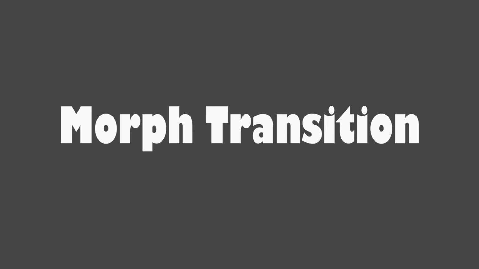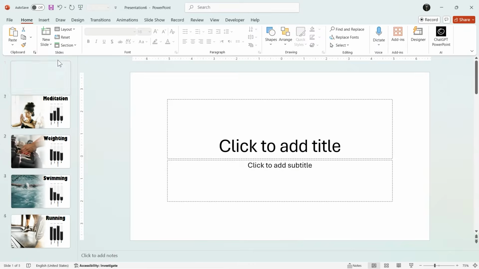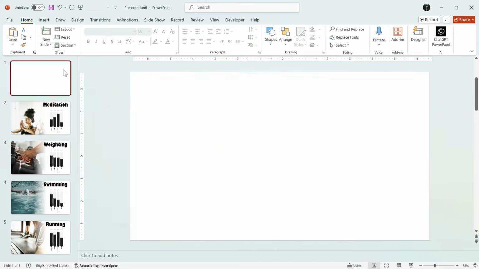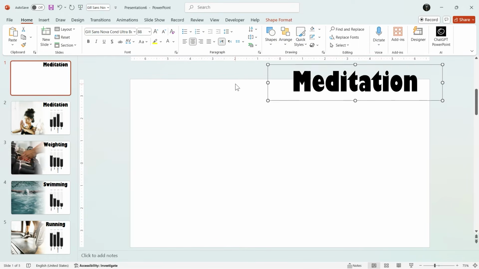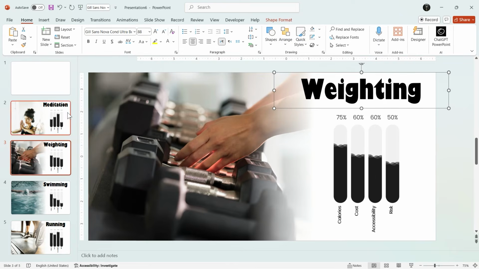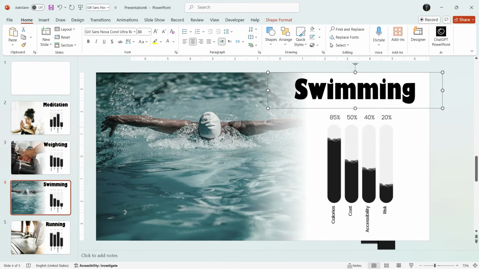Now it's time to bring the charts to life. Add a new slide at the beginning, then copy titles from each slide and place them off screen. Like this, because this action helps our morph transition to move between slides smooth and clean.